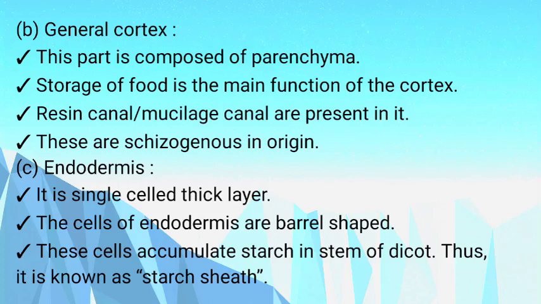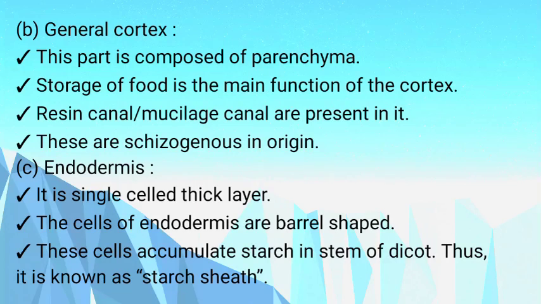Next one, endodermis. Endodermis is single layered but it is thick in nature. The cells of endodermis are barrel shaped. These cells accumulate starch in stem of dicot. Thus, this endodermis is known as starch sheath. Endodermis is the innermost layer of cortex.